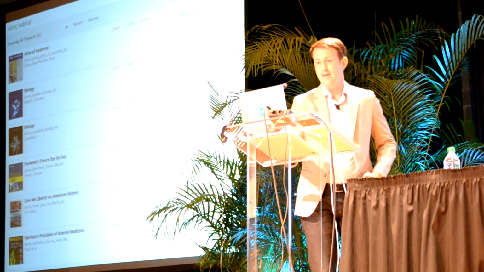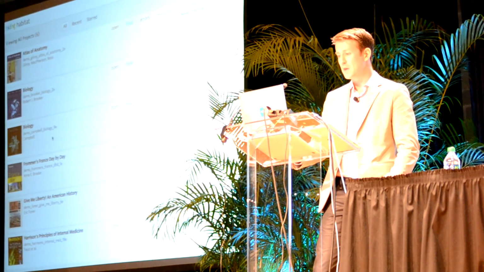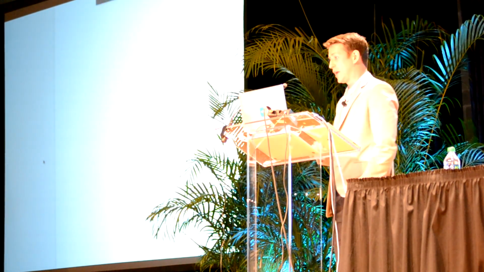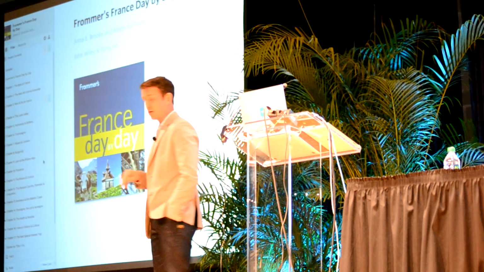browser. On the left-hand side, I have a little view of all of my titles here. You can see I have the Atlas of Anatomy, I've got Biology. I'm going to hop into Farmers France Day by Day, and when I click, on the left-hand side, it loads up a list of objects that make up the title, and in the center I get a preview.